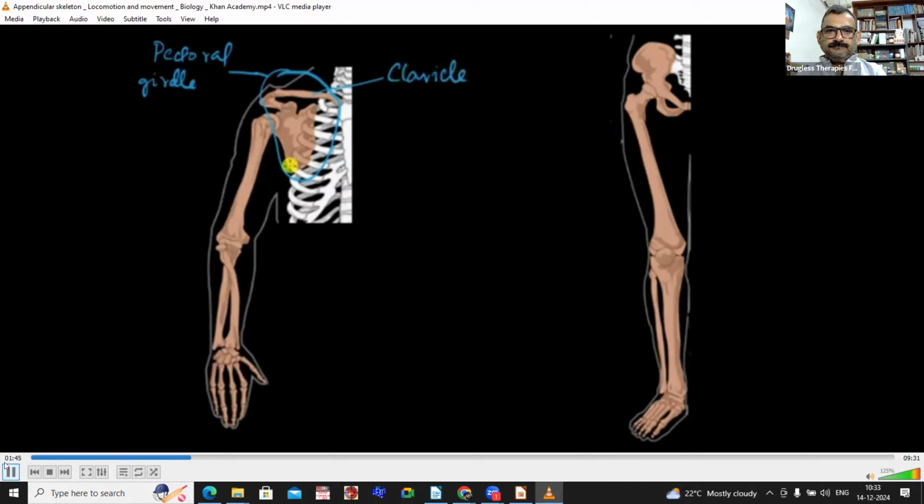And the triangular bone over here, this is present on the back, on the dorsal side, and is called the scapula. The common English term for it is the shoulder blade.